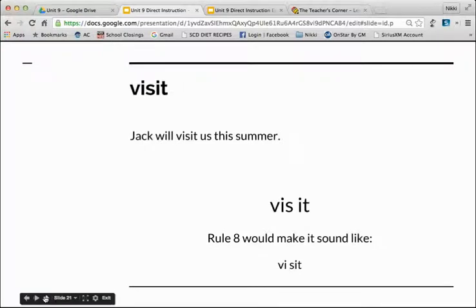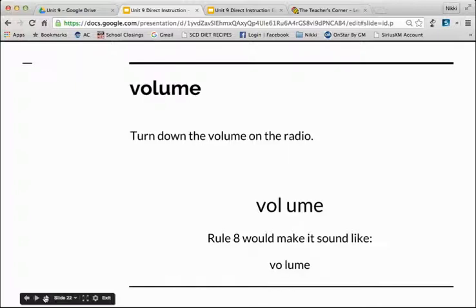Visit. Jack will visit us this summer. If we used Rule 8, it would say "vie-sit." Well, that almost sounds German, but we're going to stick with English again and go with visit, a short vowel in the first syllable. Volume. Turn down the volume on the radio. Rule 8 would make the O long, so it would sound like "vo-lume." We are going to separate it after the L, making the O short, so it says volume.